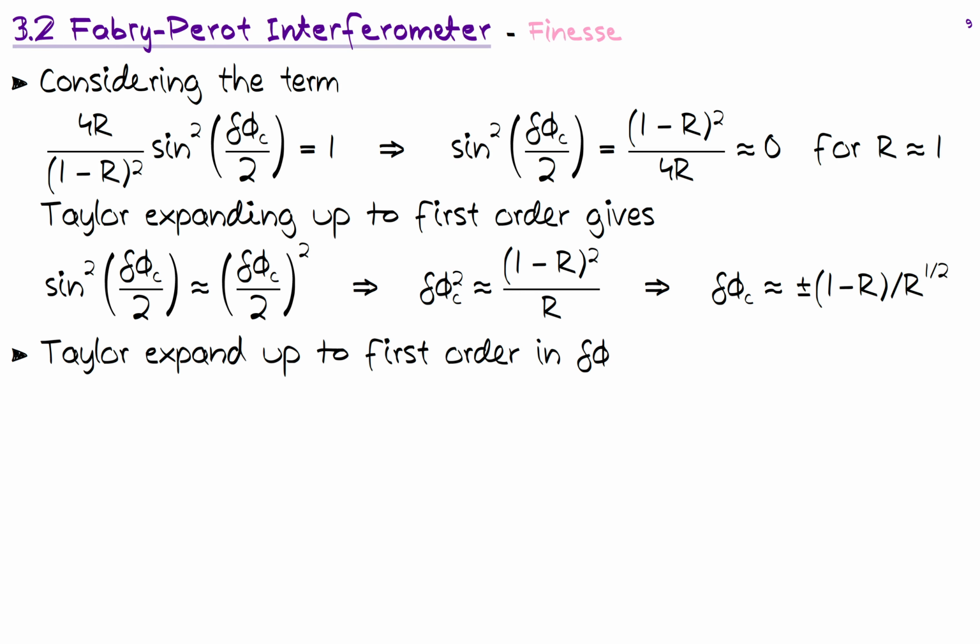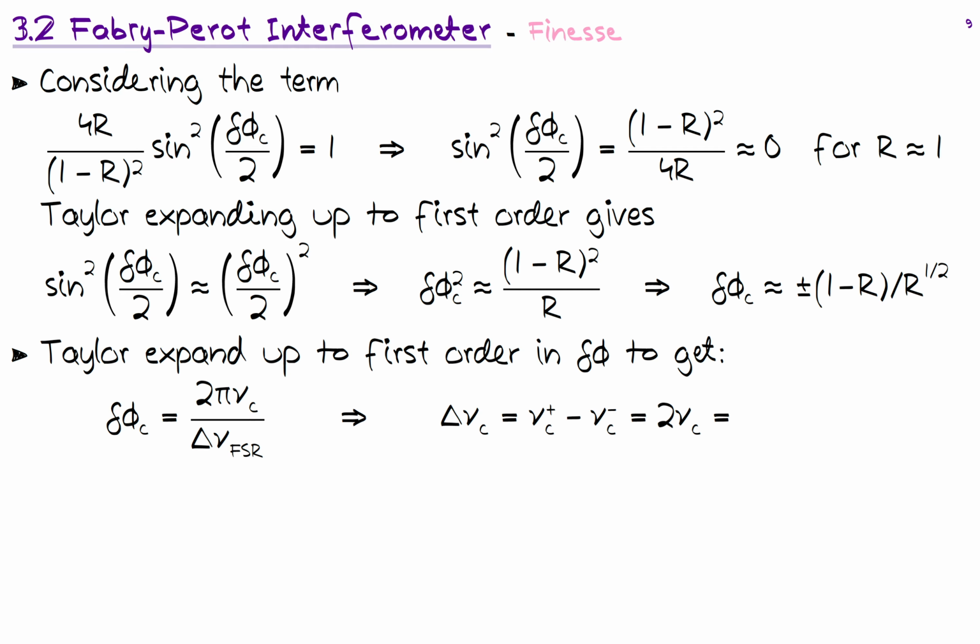So we can Taylor expand up to the first order in delta phi to get the condition that this delta phi c is basically 2 pi times nu c divided by the free spectral range. And now we can calculate that this value of the full width at half maximum is basically the nu c plus value minus the nu c minus value. So this is basically 2 times c, and that's basically the free spectral range, times 1 minus r divided by pi square root of r.